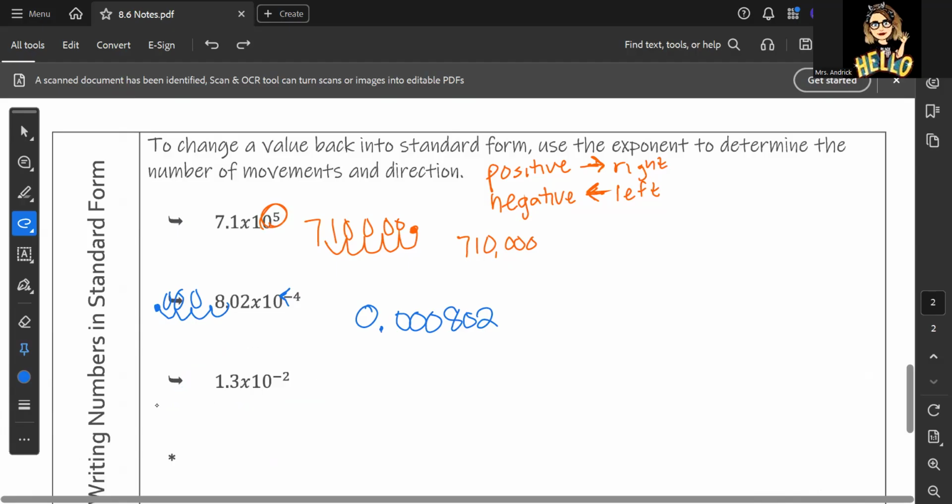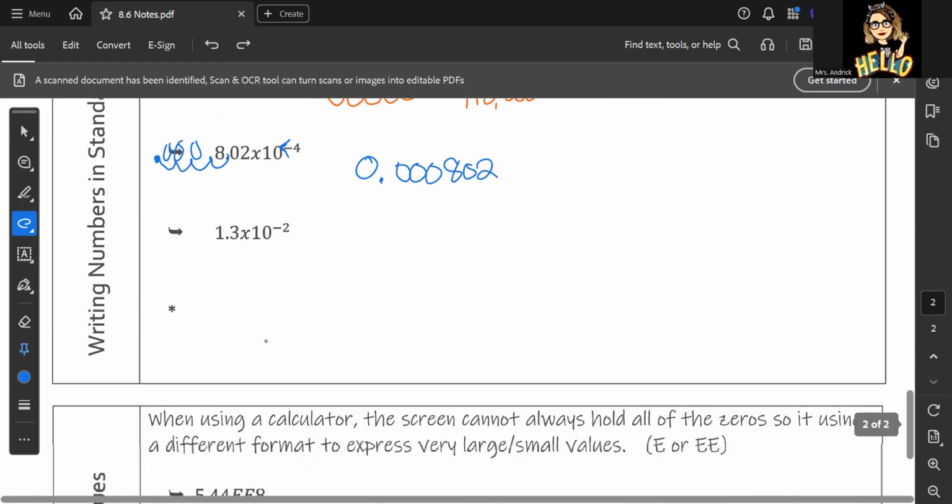Try this last one on your own for me. Hopefully you got 0.013. You only move it twice. It's negative. You move to the left because we want it to be a tiny decimal.